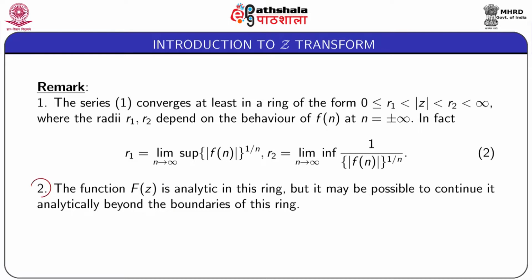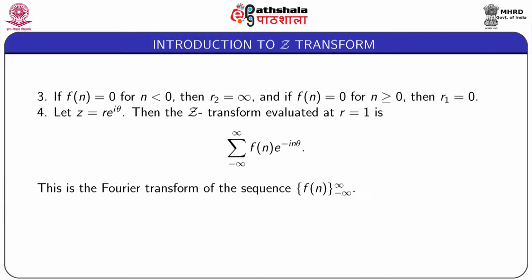Number 2, the function capital F(z) is analytic in this ring, but it may be possible to continue it analytically beyond the boundaries of this ring. Number 3, if f(n) is 0 for n less than 0, then R2 is infinity, and if f(n) equal to 0 for n greater than or equal to 0, then R1 is 0.